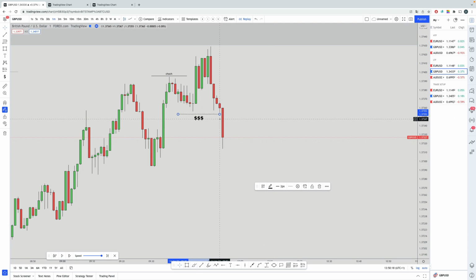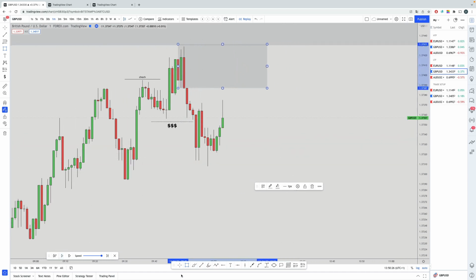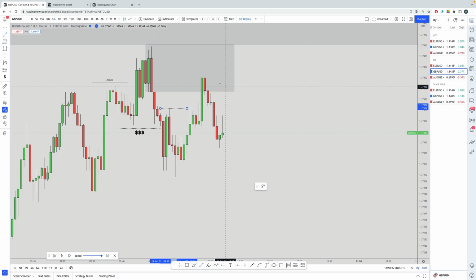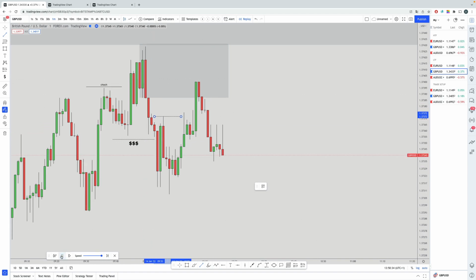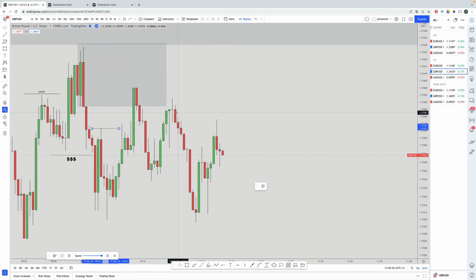And what we're waiting for currently is price to come back into the supply zone so that we can go sell. Perfectly. Creating your additional liquidity to take it out. And boom, tapped into the supply zone. And it's dropping.